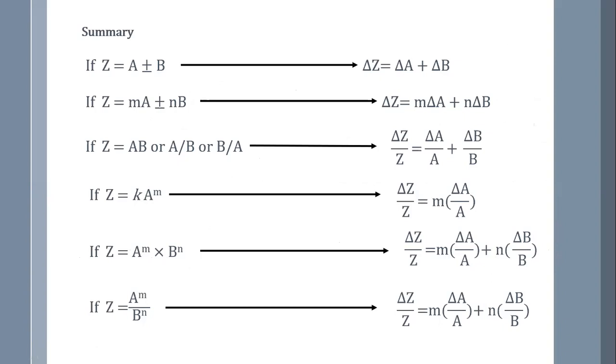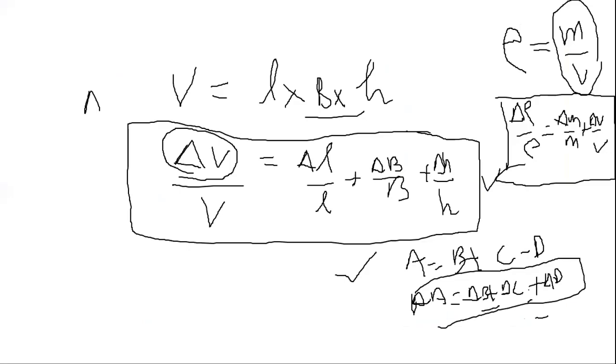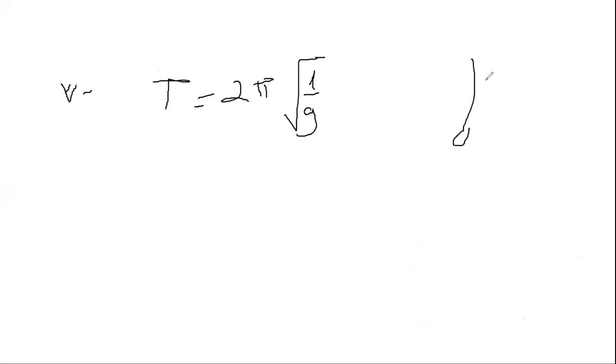So, for example, period equals 2 pi root of L over G. This is the formula for pendulum oscillation. For a pendulum swinging, the period is found by using this formula. Okay, what is the uncertainty formula for the period?